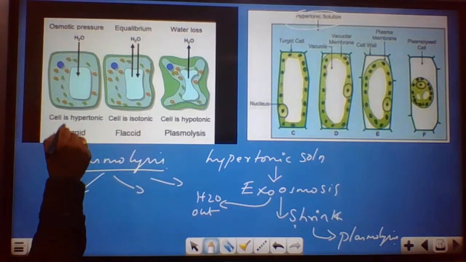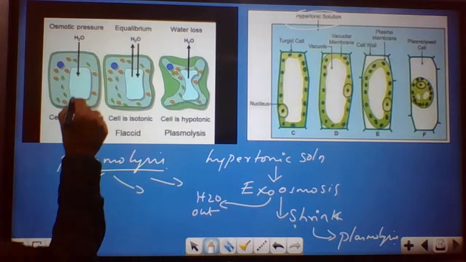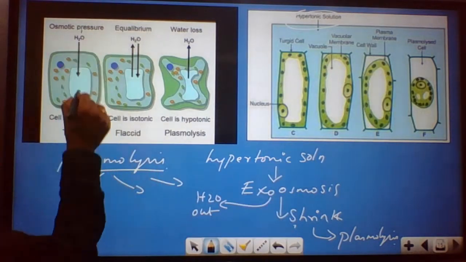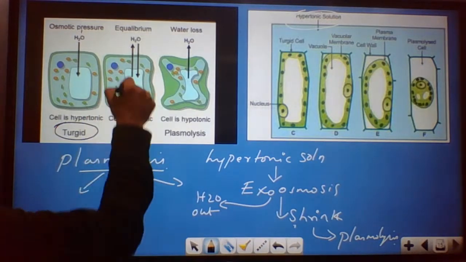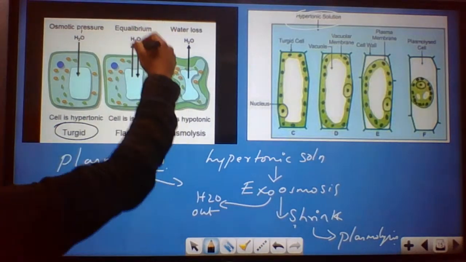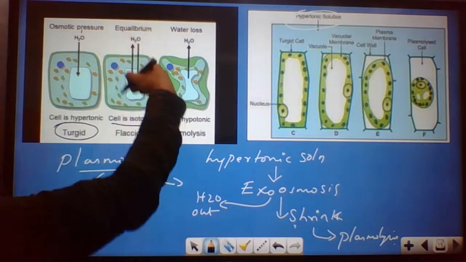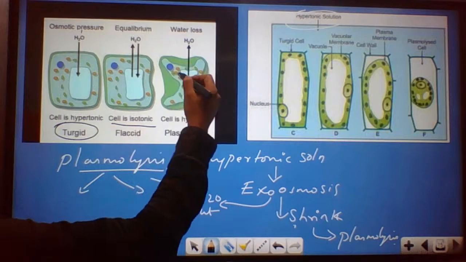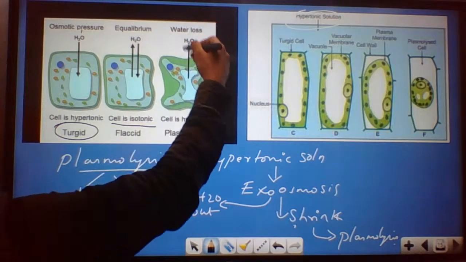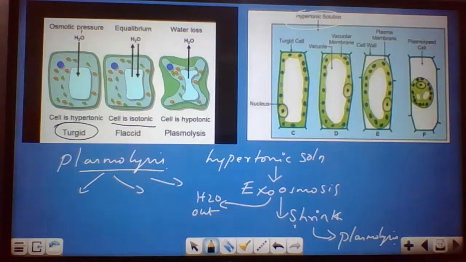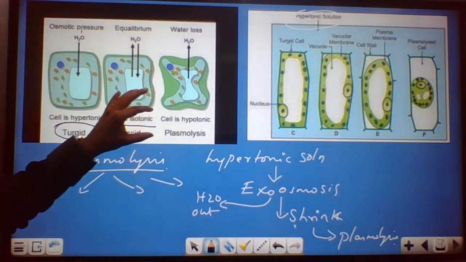In this diagram you can see the reference here. Where the water is coming inside, the osmotic pressure, it is turgid. When the equilibrium condition is maintained, the cell is in isotonic conditions, where there is exchange of water molecules in the equilibrium state. But when water loss takes place, it leads to plasmolysis, and the cells will start shrinking.